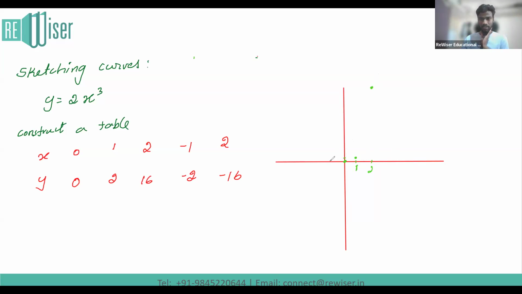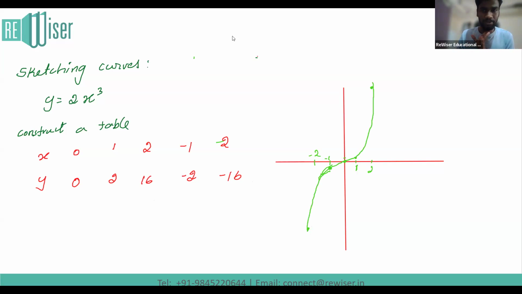And similarly, when x is -1, it's -2. And when x is -2, it's going to be -16. So it's a cubic graph, and the graph would look something like this. We can also plot more points to get a more accurate graph. And this is the right answer for this table. This is how we have to construct it.